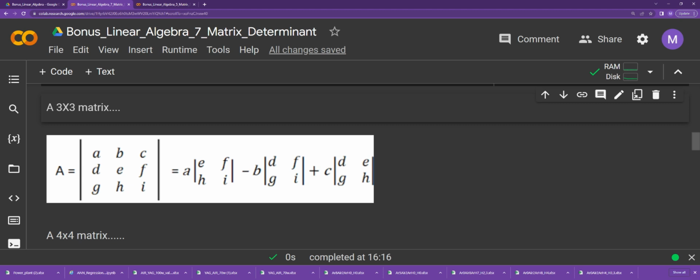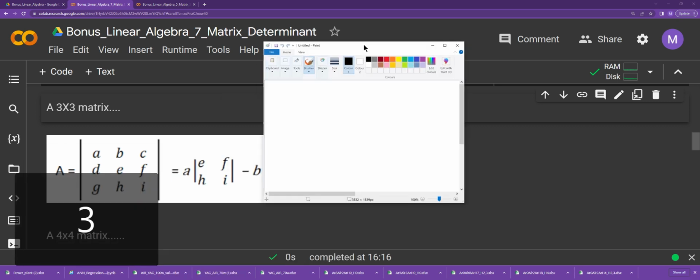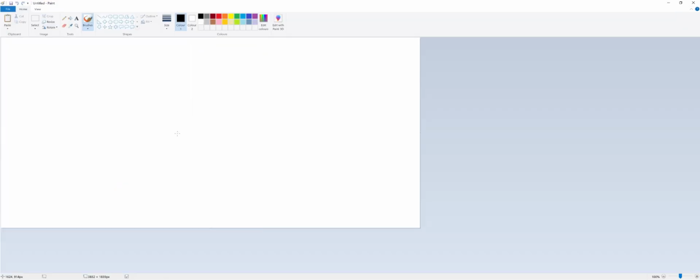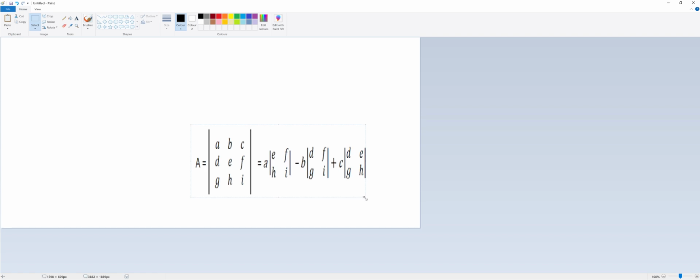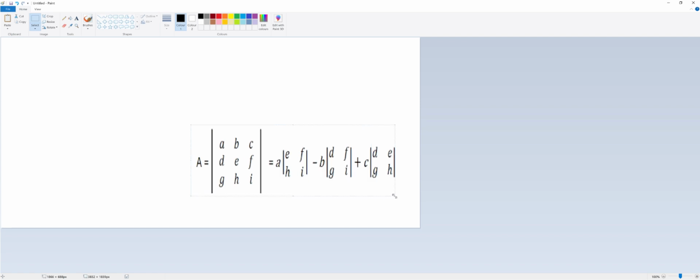Now let me open Paint, yeah, and maybe that way I can better represent this for you. So I'm just going to copy this image and bring it over to Paint. Okay, so let's copy it. Oh my God, that's a bit too small. No problem. Let's just make it bigger. Maybe a bit that way.